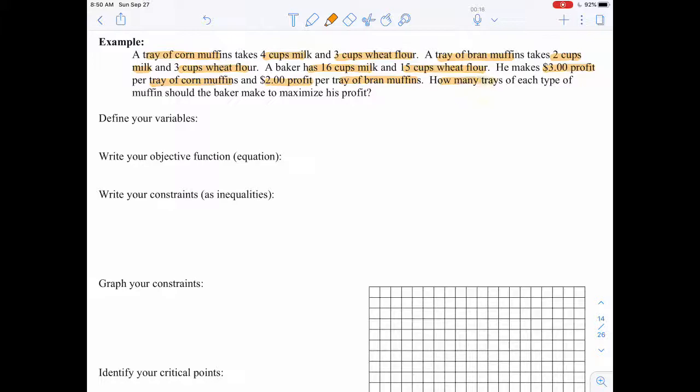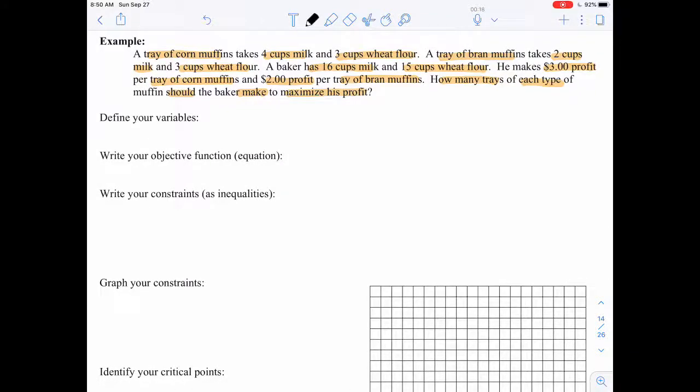How many trays of each type should the baker make to maximize his profit? There are a lot of numbers. We're going to work backwards by first identifying what is the point of this problem. They want to know how many trays of each type the baker should make to maximize his profit. That is our objective. Well, how many trays of each type?